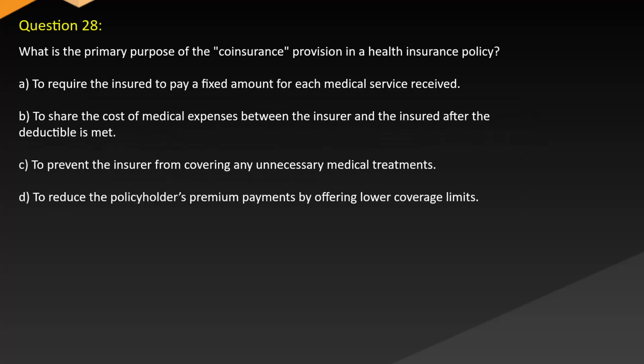Question 28. What is the primary purpose of the coinsurance provision in a health insurance policy? A. To require the insured to pay a fixed amount for each medical service received. B. To share the cost of medical expenses between the insurer and the insured after the deductible is met. C. To prevent the insurer from covering any unnecessary medical treatments. D. To reduce the policyholder's premium payments by offering lower coverage limits.